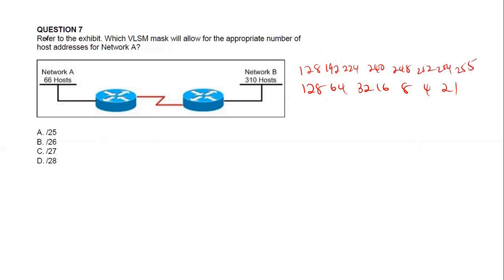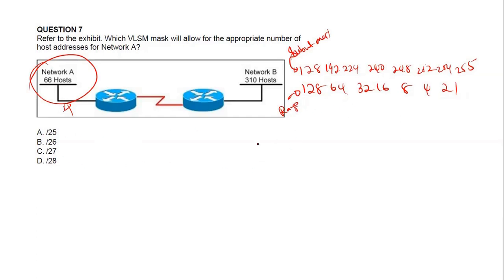So when you refer to the exhibit, which VLSM mask will allow for the appropriate number of host addresses for network A? Network A is this, and it's talking about 66 hosts. So if you look at this, your 66, because these are our ranges. Remember, these are our subnet masks, and this is our range. So based on this, we are looking at the ranges that we have.